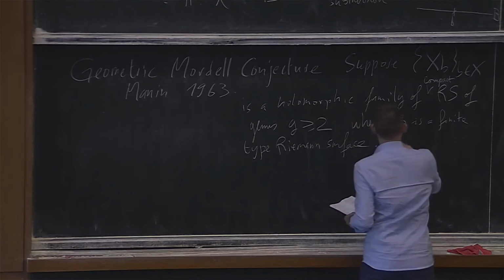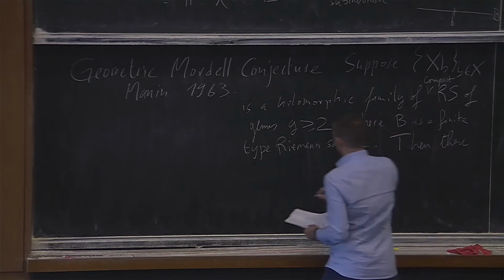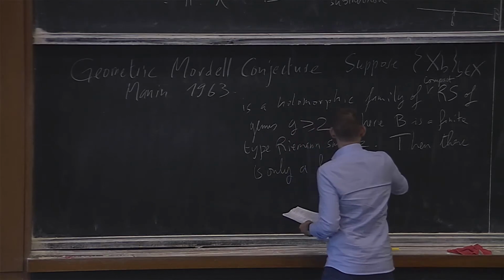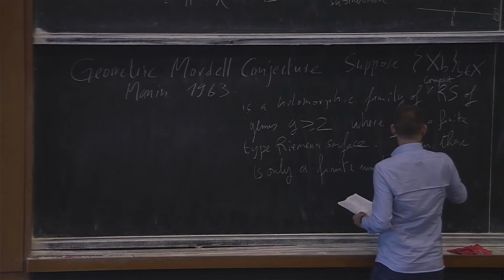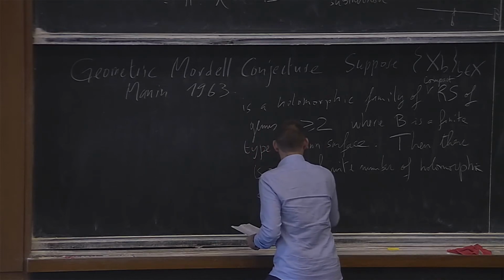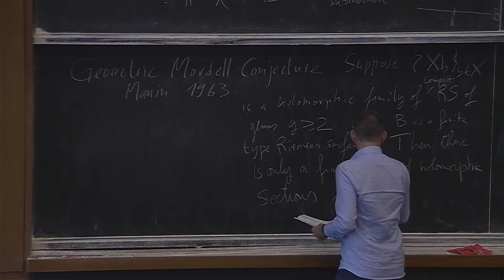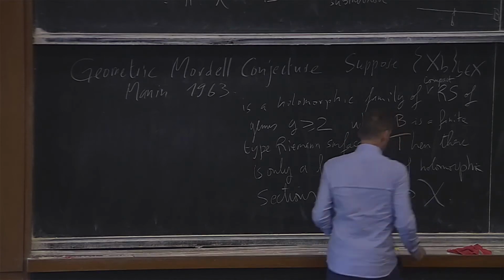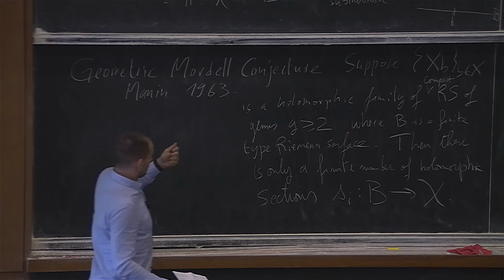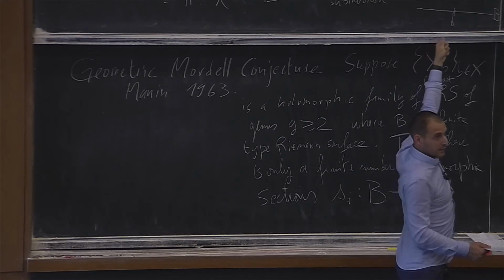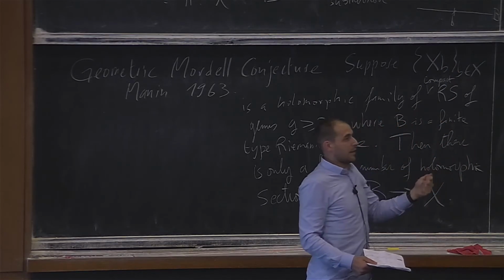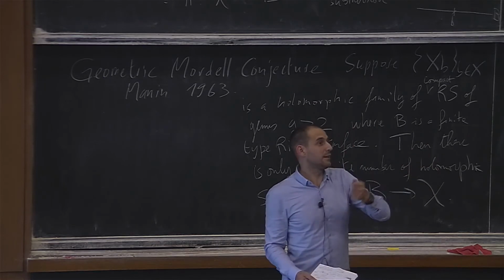Right, then there is only a finite number of holomorphic sections from B to X. So this means that there is only a finite number of ways to determine a point in a fiber of this fibration, or a point in the Riemann surface, depending on the parameter B, and depending holomorphically on this parameter. Right?